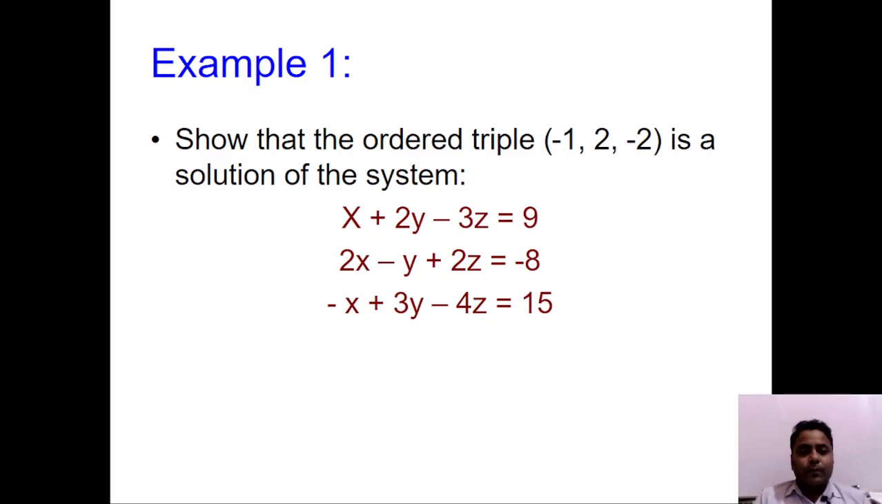So here this is in ordered triple format. (-1, 2, -2) is a solution for the system. So -1, 2 and -2 must satisfy all 3 equations by putting the values x equals -1, y equals 2 and z equals -2.